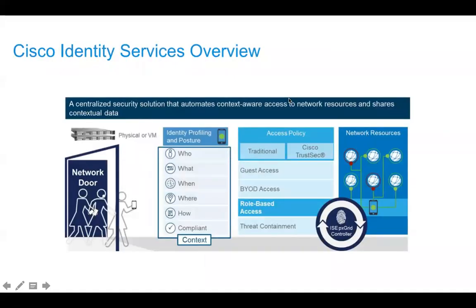Now let me give you an overview of the ICE. Okay. Cisco Identity Services Overview. Now, what is an ICE? Let's talk about an ICE now. You know what an identity is. You know what an identity store is. Now let's talk about Cisco ICE. What is the definition of Cisco ICE? Cisco ICE is nothing but a centralized security solution that automates context-aware access to the network resources and shares the contextual data along with that. This is the definition of the ICE.